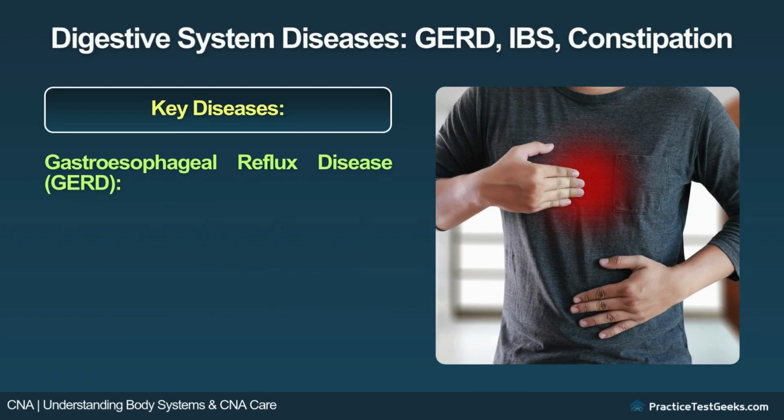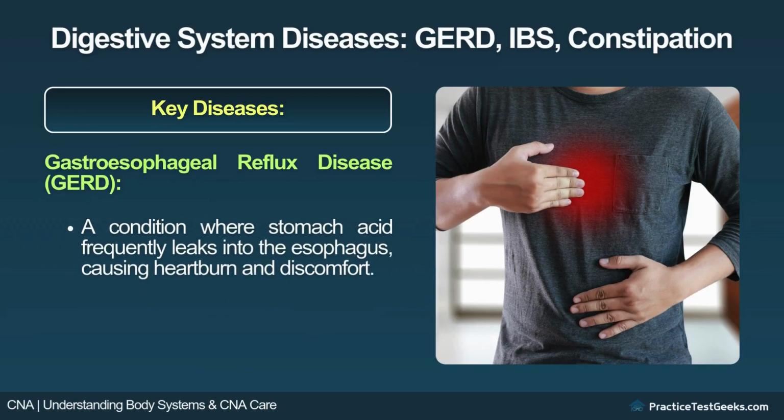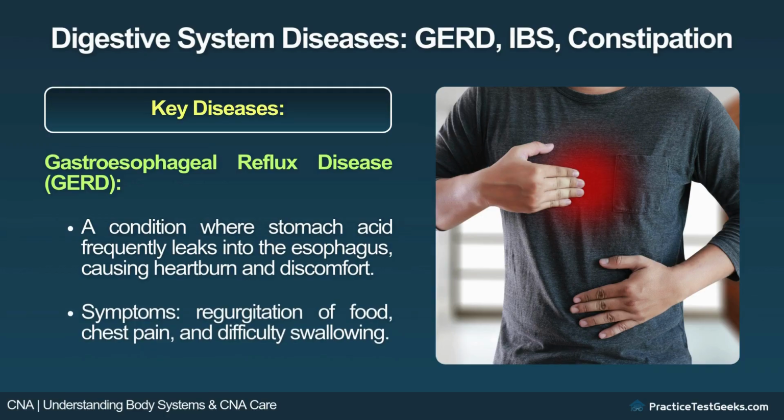Gastroesophageal reflux disease, or GERD. This occurs when stomach acid frequently flows back into the esophagus, causing heartburn and discomfort. Common symptoms include regurgitation, chest pain, and difficulty swallowing.